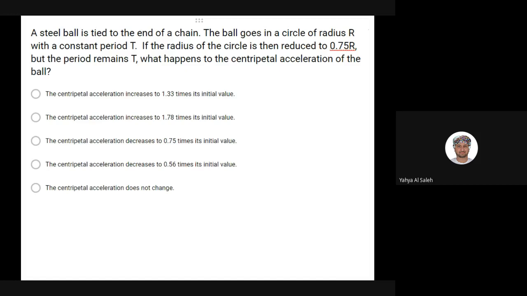So let's see. If I have a steel ball which is tied to the end of a chain, I have not activated any PIQs, we're just doing this verbally. The ball goes in a circle of radius r with a constant period t. Now I reduce the radius to 0.75 r, so 75% of what it was, but the period remains the same. What happens to the centripetal acceleration of the ball?